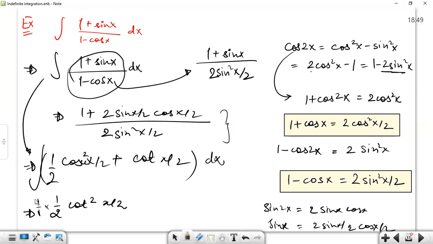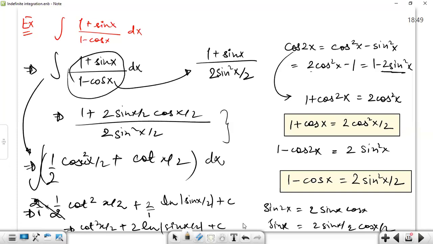So 1 by 2, 2 here, then plus integration of cot x was logarithm of sine x. So here sine x by 2 into, there was no half with this, so into the differentiation of x by 2 in the denominator. So into 2, right? And plus the constant of integration. We can further simplify it as this. So cot square of x by 2 plus 2 logarithm of sine x by 2 plus c. So this is our answer.